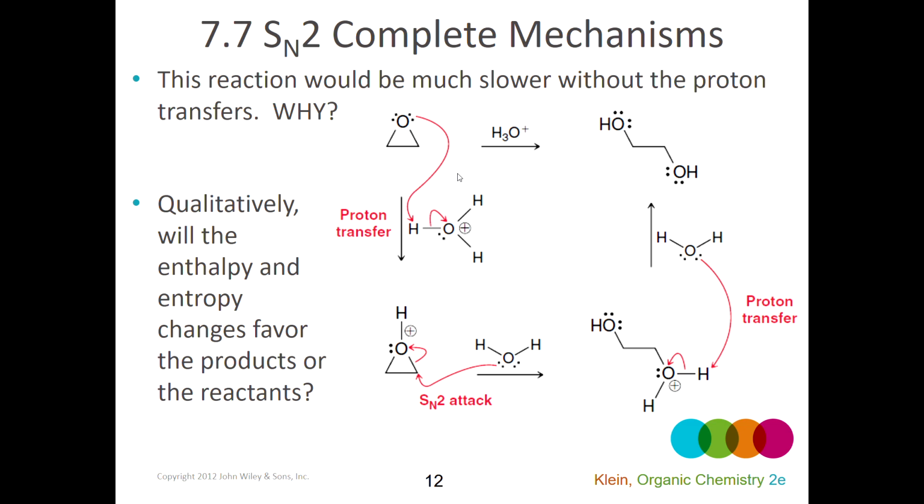Same reaction here. We want to make sure we understand the enthalpy and entropy changes that occur. So if we're looking at enthalpy and entropy, those are thermodynamic terms. We don't need to look at the mechanism. All we need to do is look at the reactants compared to the products. And we want to know which side of this equilibrium is going to be favored. Will it favor the products or the reactants? We want to look at delta G.